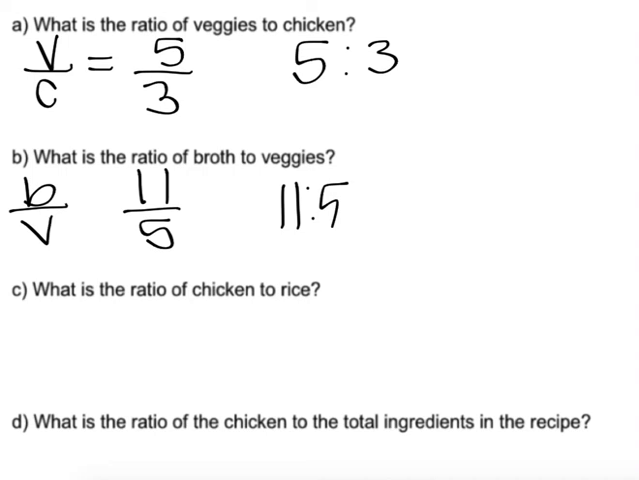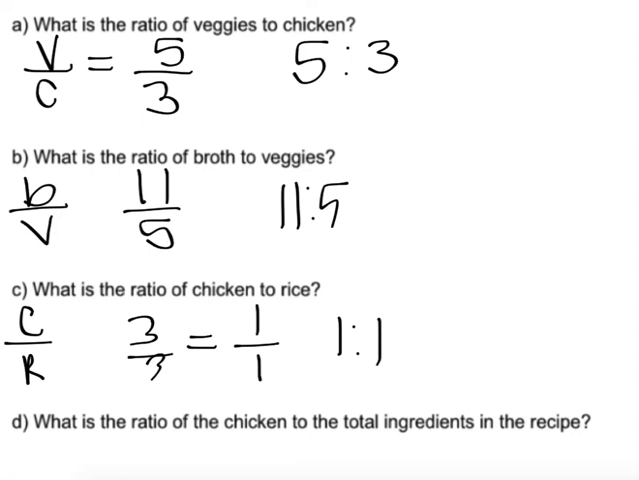Ratio of chicken to rice. So my ratio of chicken to rice is a 3 to 3 ratio, which means this is the same thing as a 1 to 1 ratio. So the numbers are the exact same, so it's like saying it's a 1 to 1 ratio. So every time I put in a cup of chicken, I have to put in a cup of rice.